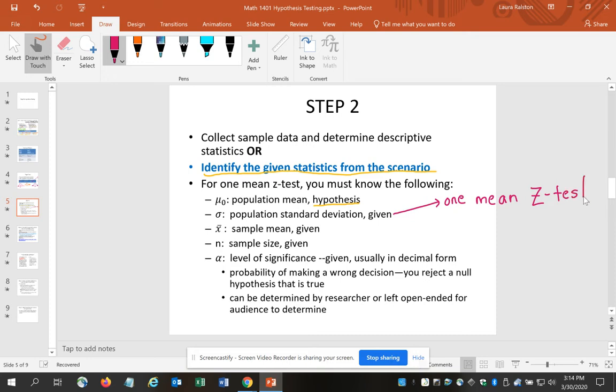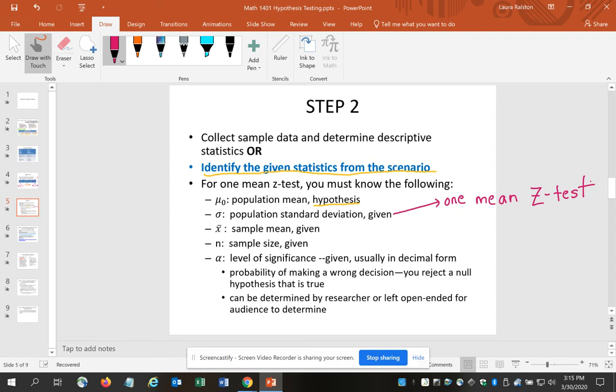z-test. We're not going to cover it at least this semester, but there is also a hypothesis test called the one mean t, as in tiger, test. And the difference is if you do not know the population standard deviation, then we would normally use the t-test, much like we did with the z-interval and the t-interval.